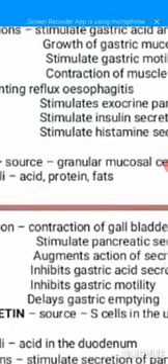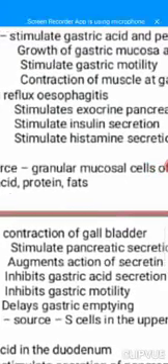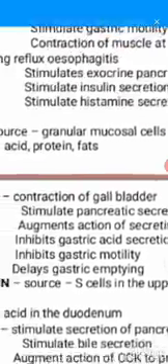Apart from that, it also stimulates the pancreas to produce enzymes. Why? So that after digestion has taken place in the stomach and the food has been moved into the small intestine, the pancreas can release its own enzymes and the digestion can continue.